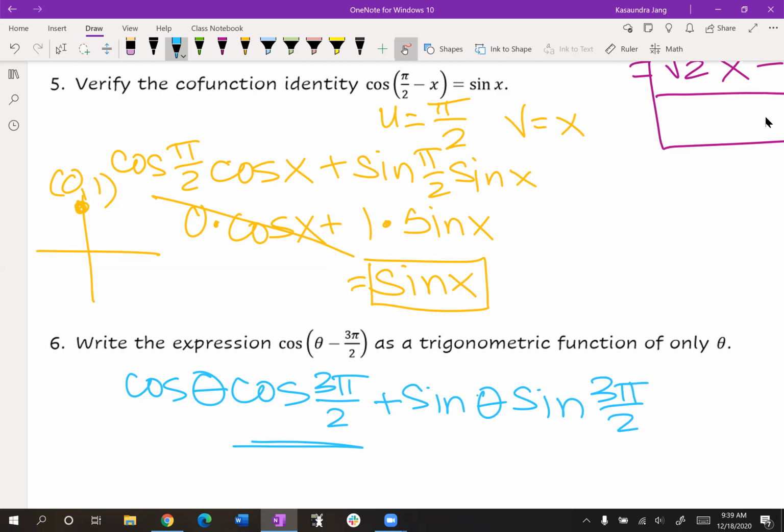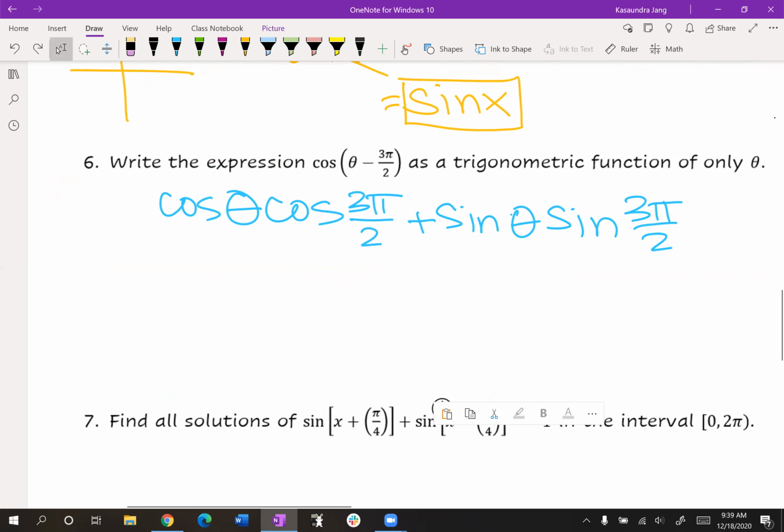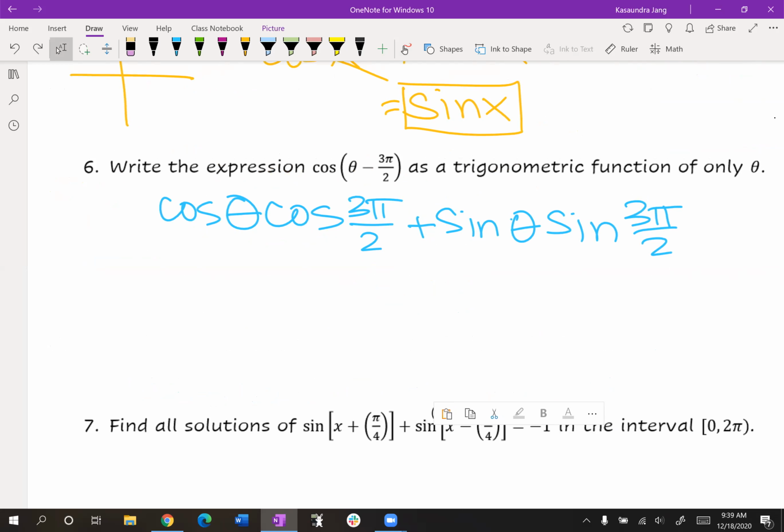Okay, now these two we should be familiar with. 3 pi halves on our unit circle here. Let's see if I can draw where that's at. And again, very similar to what I did on the last problem. 3 pi halves is down here on my unit circle. This is the point 0, -1.